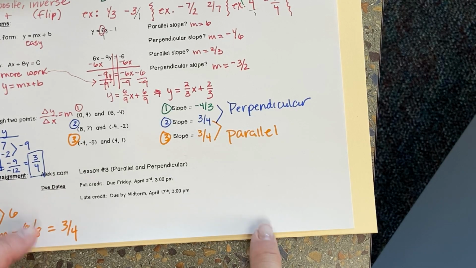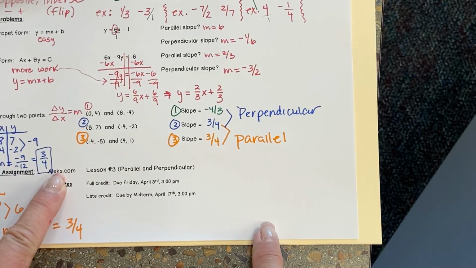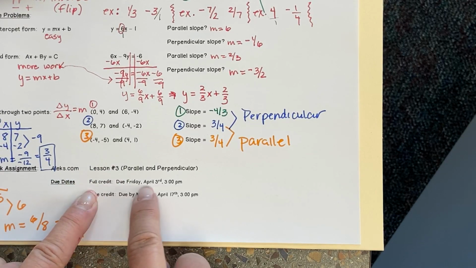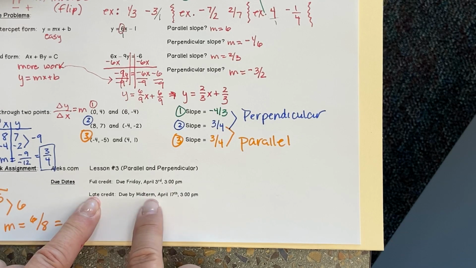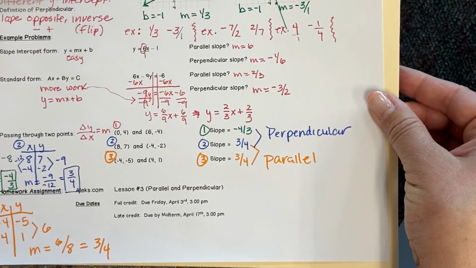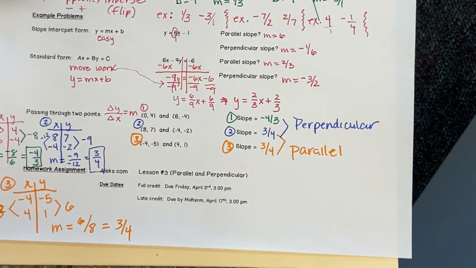Homework. Your homework is on ALEKS this time. It's called Lesson 3. If you want full credit, you're going to have it done by April 3rd, which is Friday, at 3 o'clock. Otherwise, it's not a deadline until midterm. So this video is over unless you're in the honors class. If you're in the honors class, there's one more section.